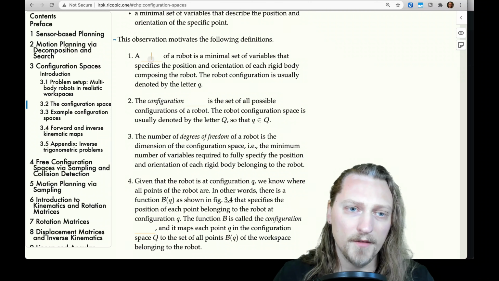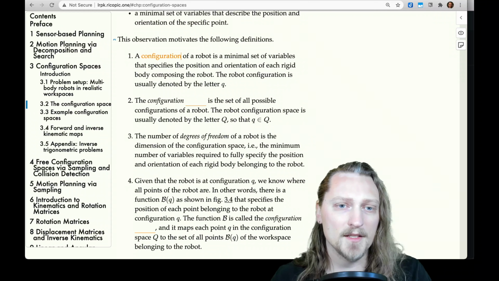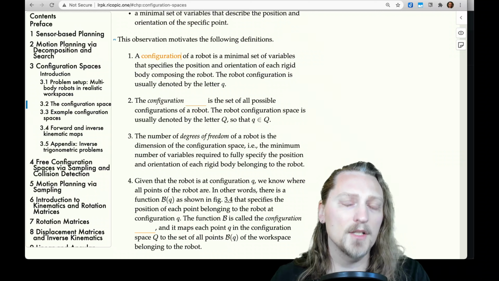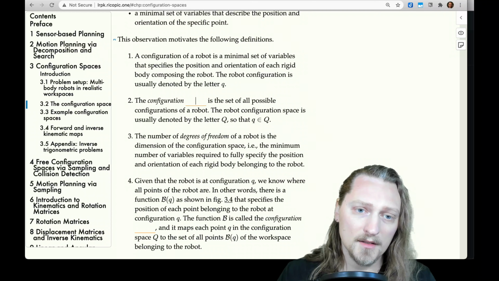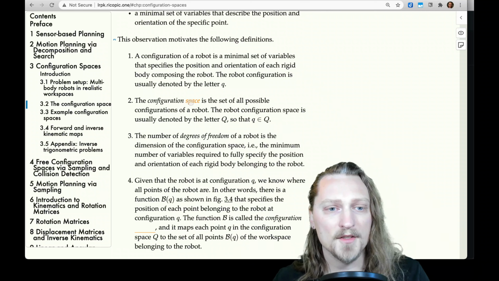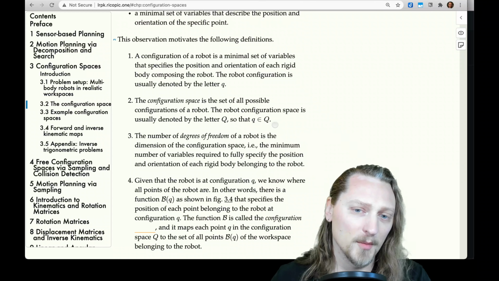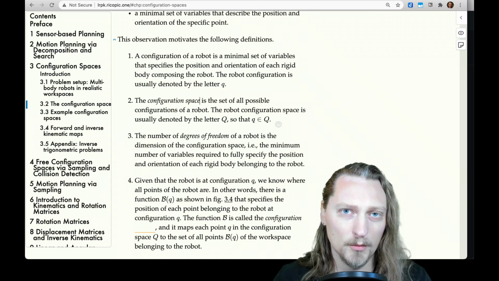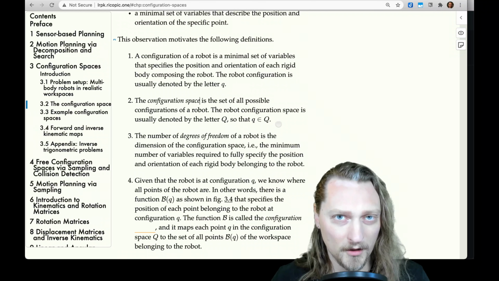One, a configuration of a robot is a minimal set of variables that specifies the position and orientation of each rigid body composing the robot. The robot configuration is usually denoted by the letter q. Two, the configuration space is the set of all possible configurations of a robot. The robot configuration space is usually denoted by the letter Q, so that q is an element of Q. Little q is an element of big Q. A specific configuration, little q, is an element of the configuration space, big Q.